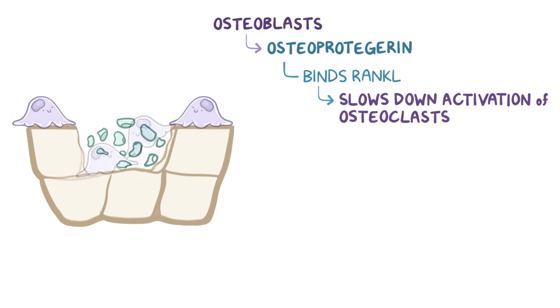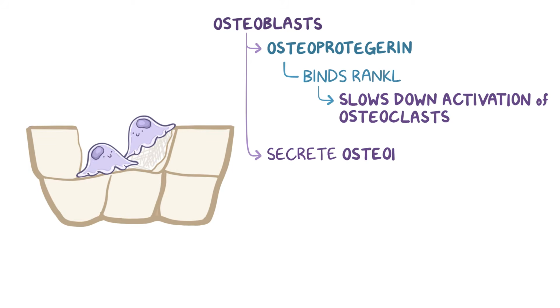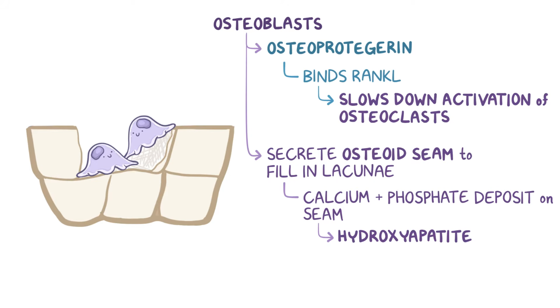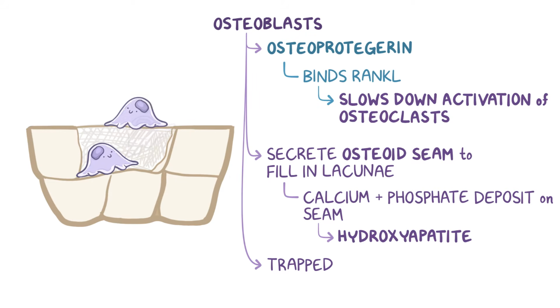Following bone resorption, osteoblasts start secreting osteoid seam, a substance mainly made of collagen, to fill in the lacunae created by the osteoclasts. Calcium and phosphate begin to deposit on the seam, forming hydroxyapatite. Also, as osteoblasts keep producing new bony material, many get trapped within tiny lacunae within the bony matrix, and they turn into osteocytes.